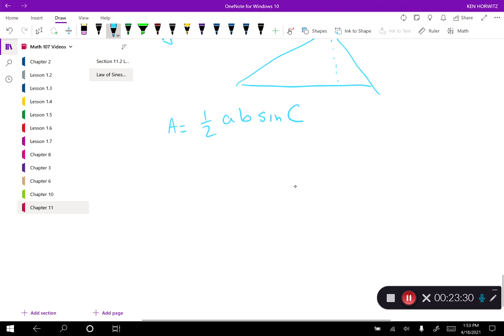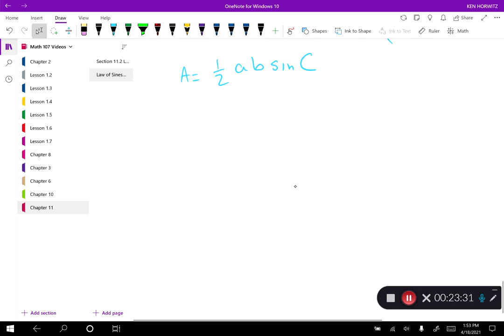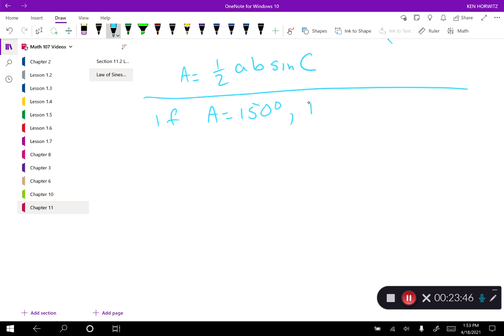All right, let's do 2 quick ones just to get a feel for using this new formula. So if angle A equals 150 degrees, side B equals 8 centimeters, and side C equals 10 centimeters, find the area of the triangle.